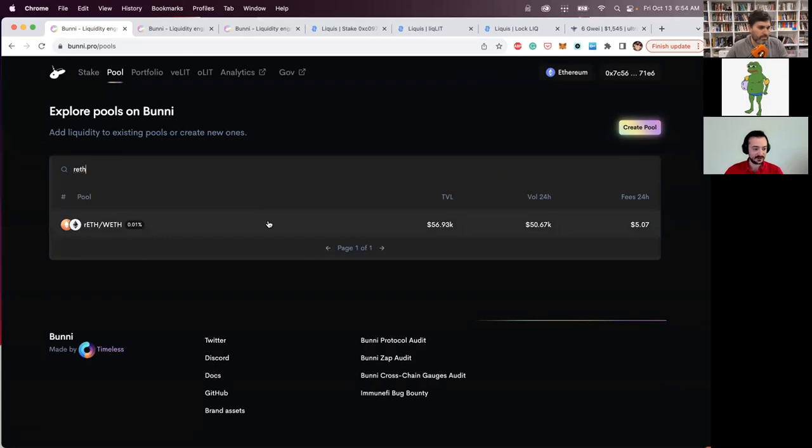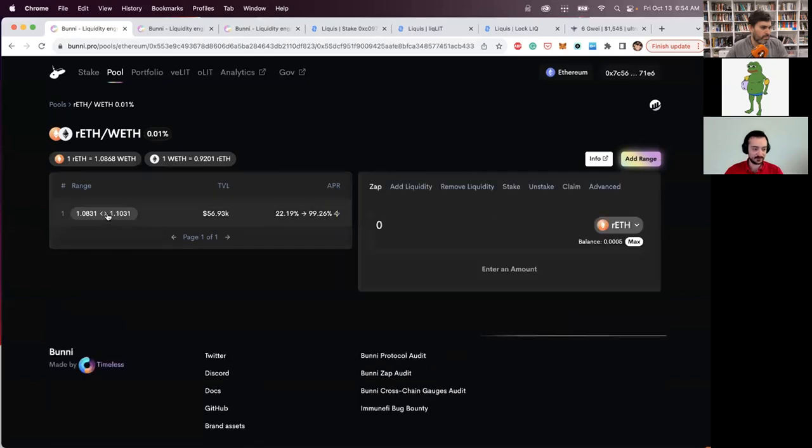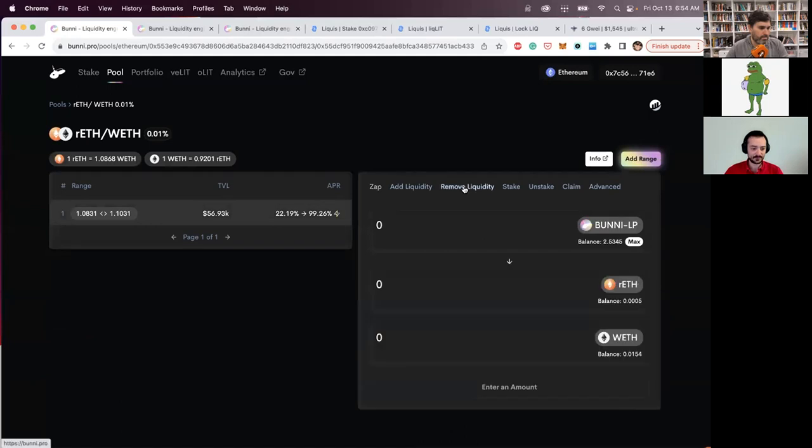Yep. And click here. And click on the range in which you deposited, which is the only one available. And when you go to remove liquidity, here you have the option. Bunny tokens. Yeah, it's showing my Bunny tokens. I can see that. So one interesting thing... Yeah, carry on. So yeah, like this, you can just unwind your position in one click.